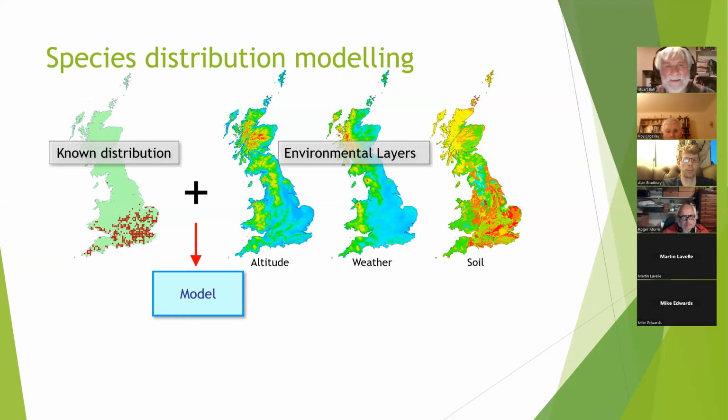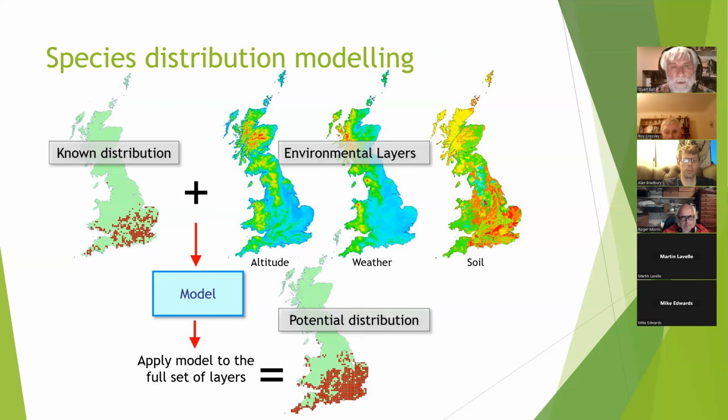what sort of pattern of those variables are specific to those points. And if we can do that successfully, we can apply that model to the full set of environmental layers and get a potential distribution, some sort of idea of where else those conditions apply, and therefore where else we might expect the species to potentially appear.